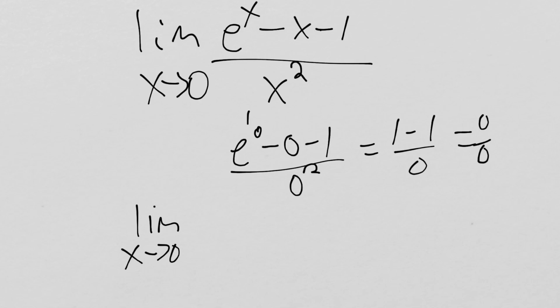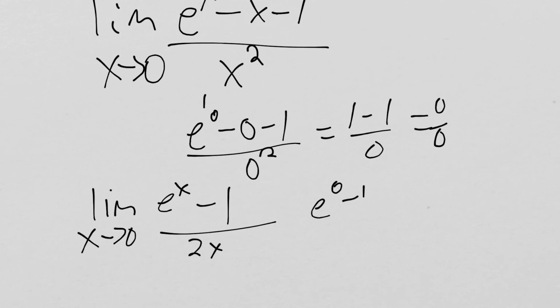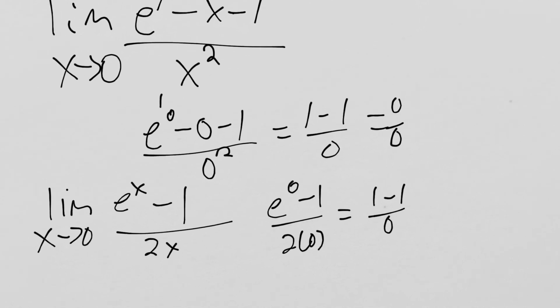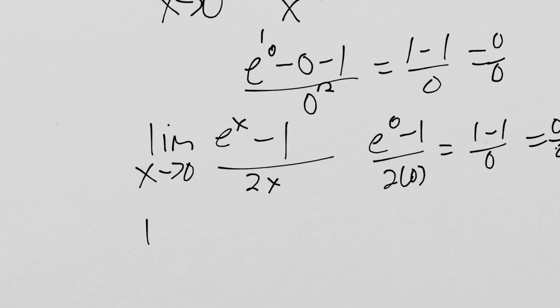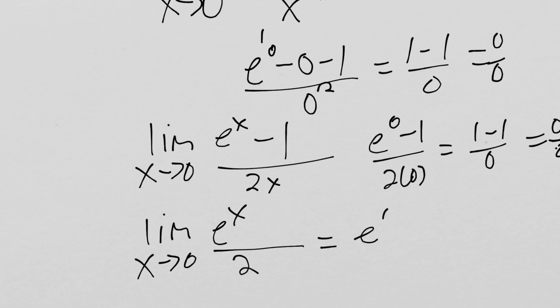Okay. So the derivative of e to the x is just e to the x, minus the derivative of x is just 1. Okay, the derivative of x squared is 2x. Okay, if we try to plug in 0 again, we're going to get e to the 0 minus 1 over 2 times 0, which is 1 minus 1 over 0, which is still 0 over 0. So L'Hopital's rule is going to kick in again. So now we're going to do the limit as x approaches 0 of e to the x. Okay, the derivative of 1 is just 0 over 2. And now this is going to work out nicely. We have e to the 0 over 2, which is just 1/2.